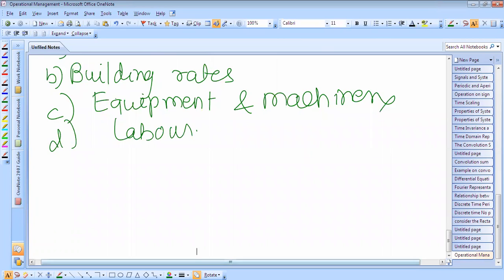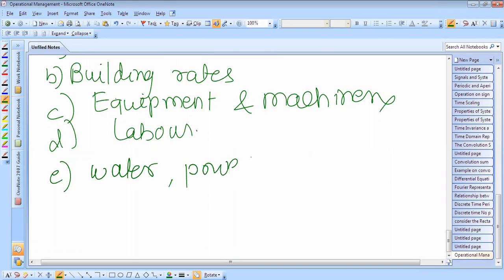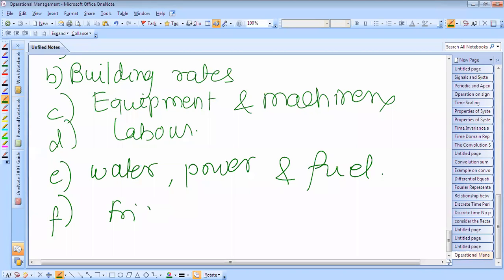Then next is water, power, and fuel which is required for the operation of that plant. Then freight charges, for EI, GST. Freight, that means for the import of the raw material and the distribution of the finished products, that is incoming and outgoing.